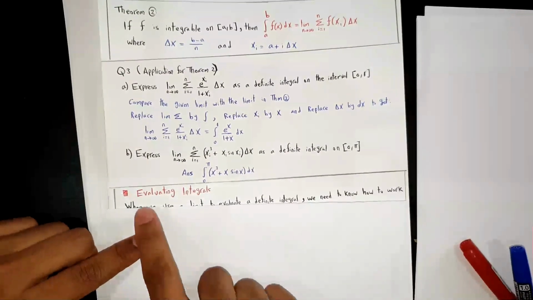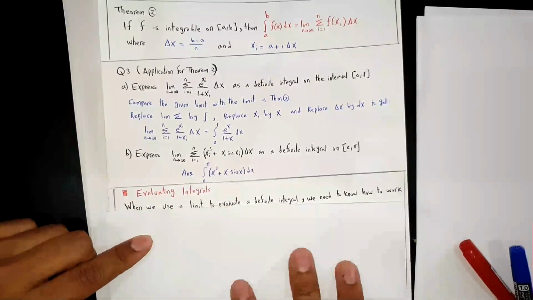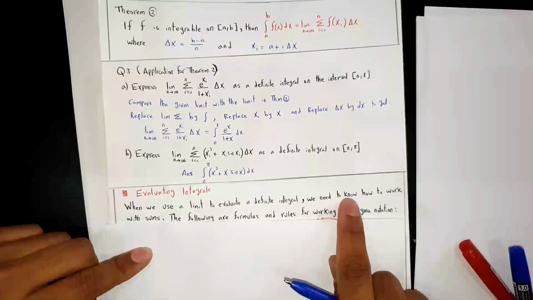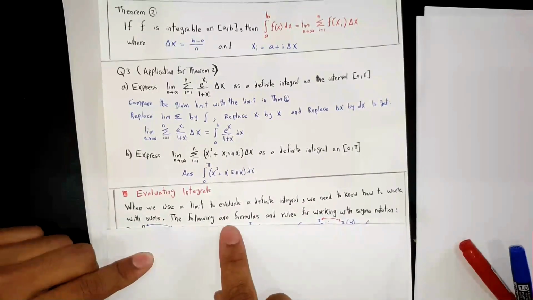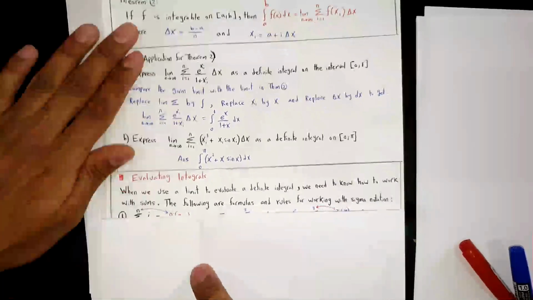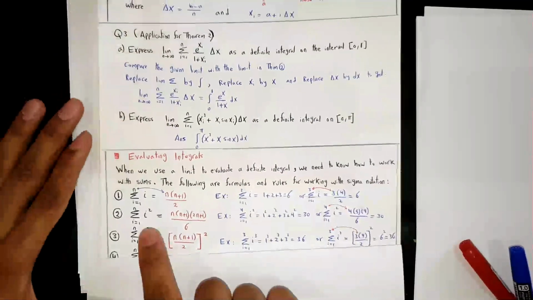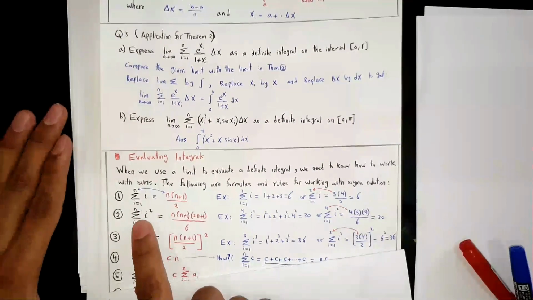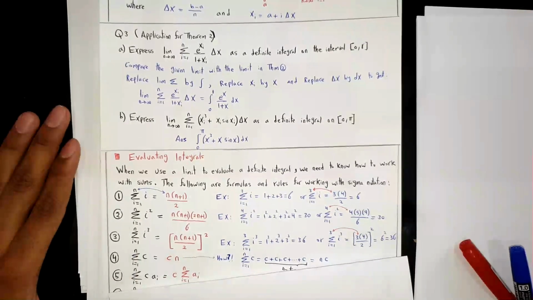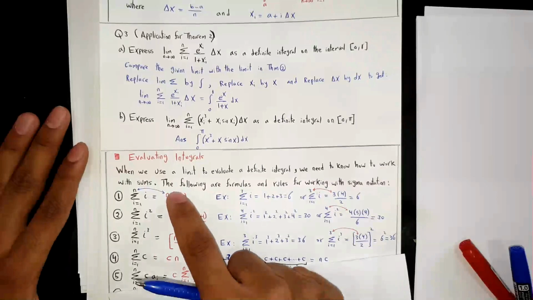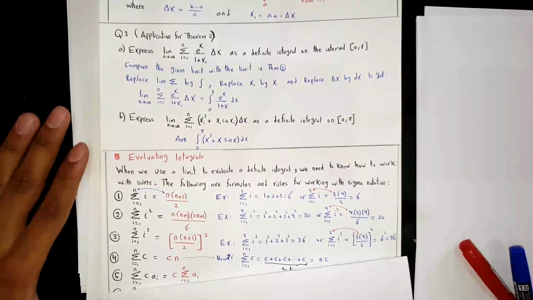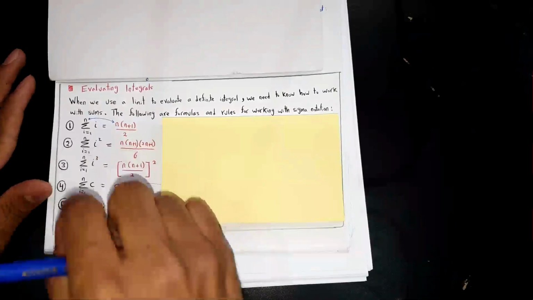Now we will start with this part of evaluating integrals. When we use a limit to evaluate a definite integral, we need to know how to work with sums. The following are formulas and rules for working with sigma notation. Here you can see that we gave you a formula for summation of i, summation of i squared, summation of i cubed. And according to our syllabus, you need to memorize all of these three. And I will explain them in the next point.